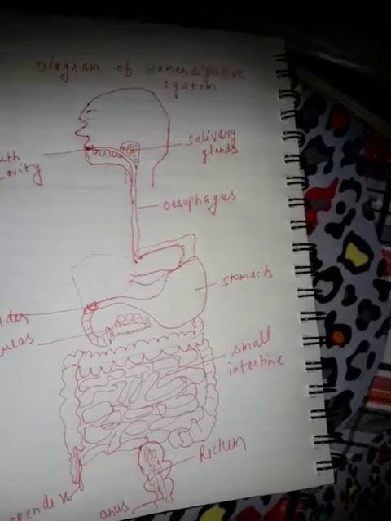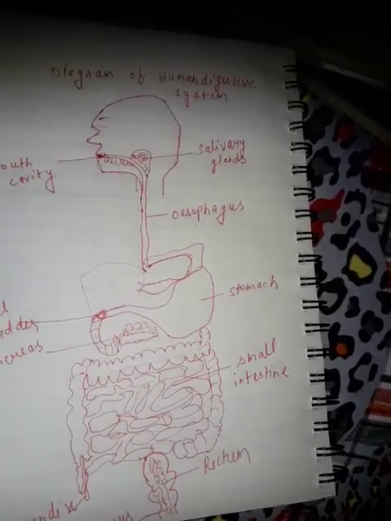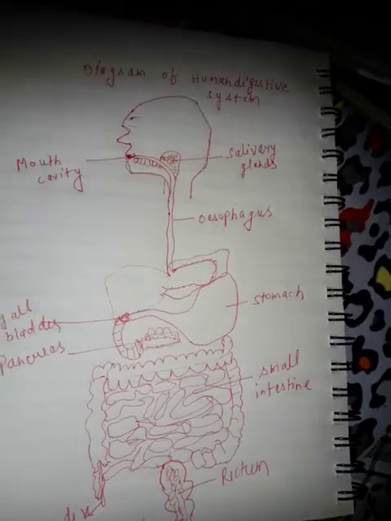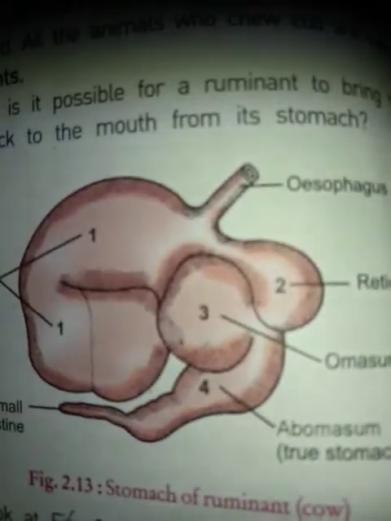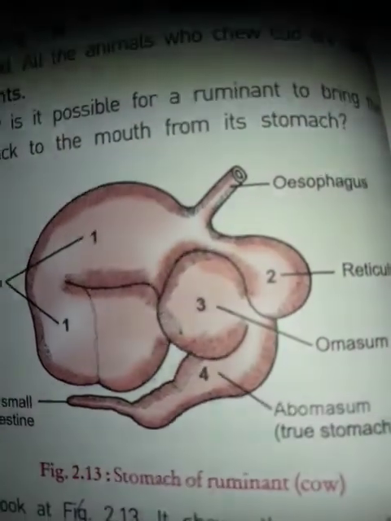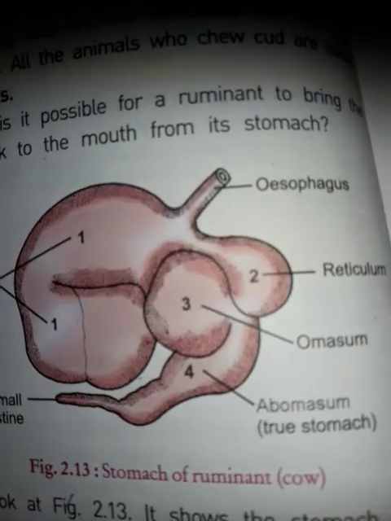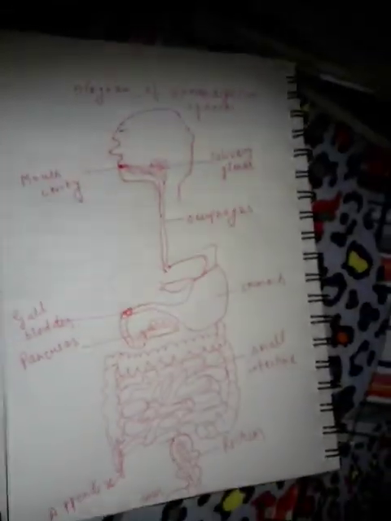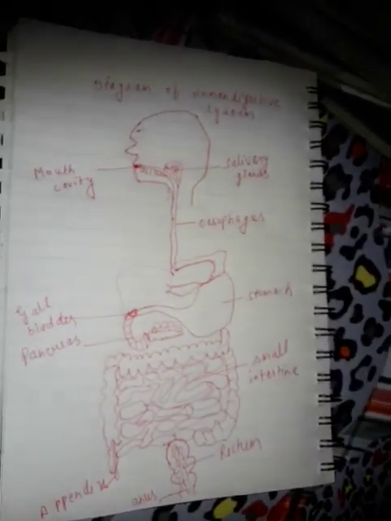the stomach of ruminants. Yesterday I told you this diagram, the stomach of ruminants. This also you will take a revision at home. This is the stomach of ruminants. So this diagram and the human digestive system diagram you will take revision at home.